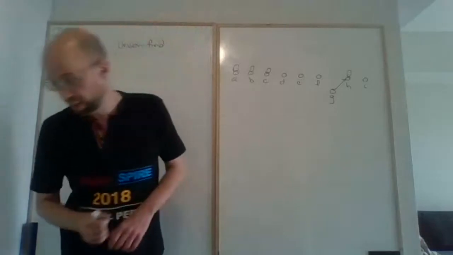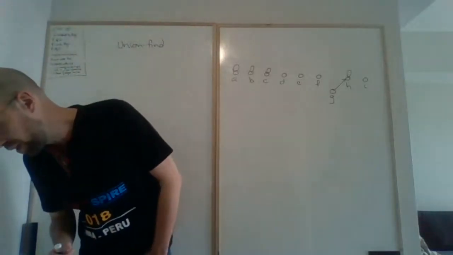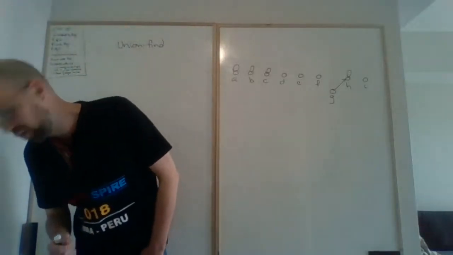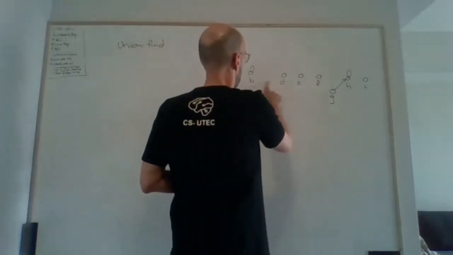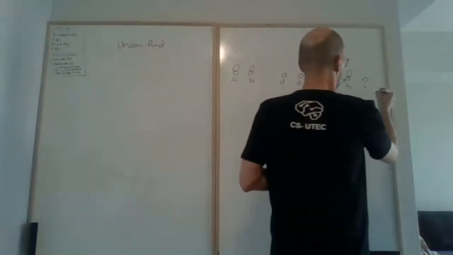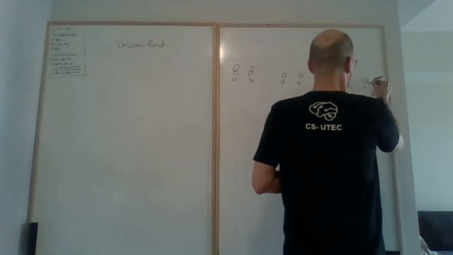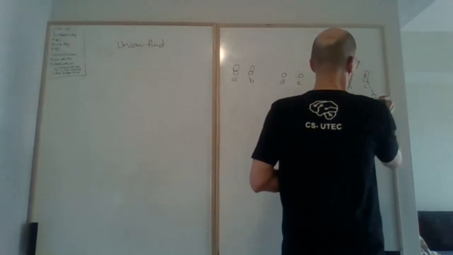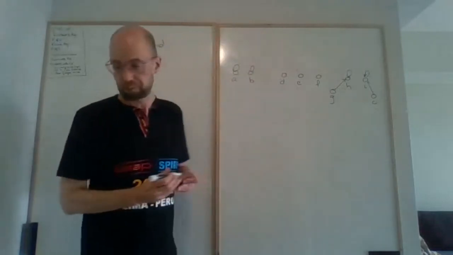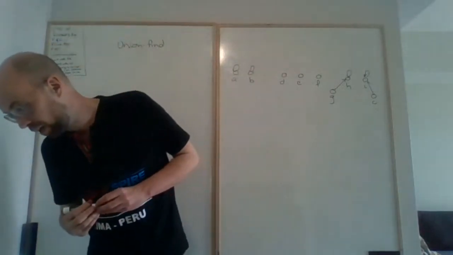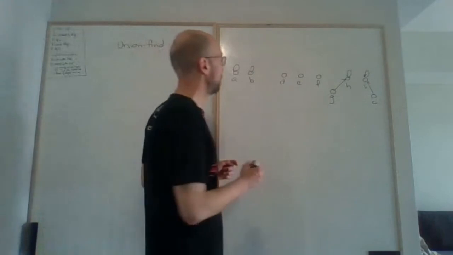So now, what is the next step? Union CI. Okay. So now C is going to point to I, and I points to itself. And then union FG.